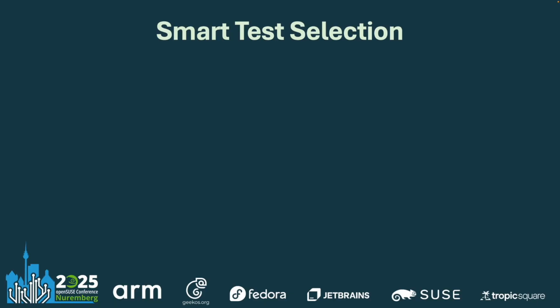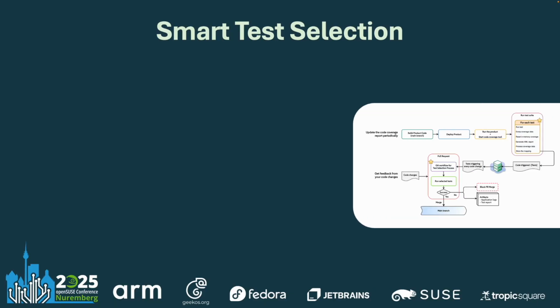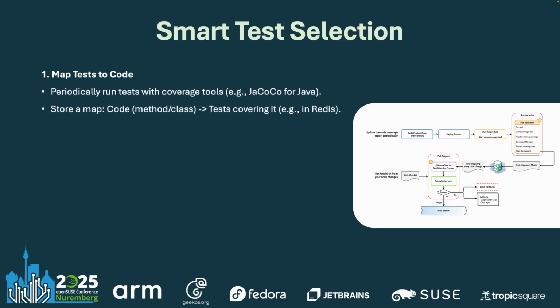It's a three-step process. First, we connect our tests to the code. We regularly run our tests using tools that check code coverage, like Jacoco for the Java parts of Uyuni. This makes detailed reports showing exactly which tests check which specific pieces of code, like methods or classes. Then we take this information and save it in a way that lets us search it quickly.